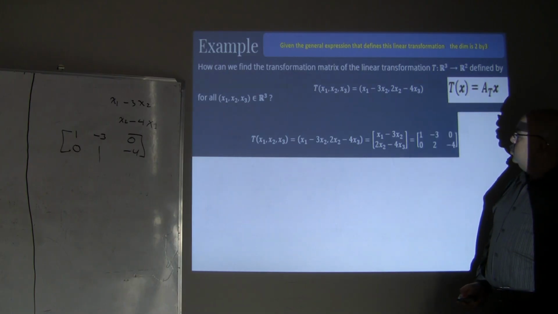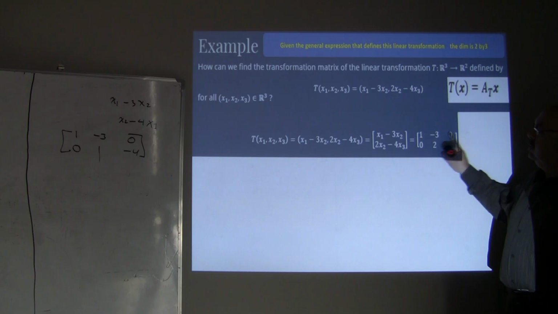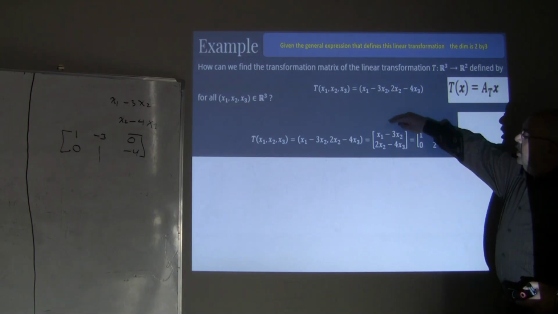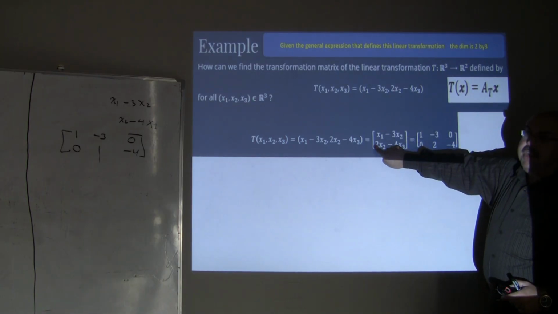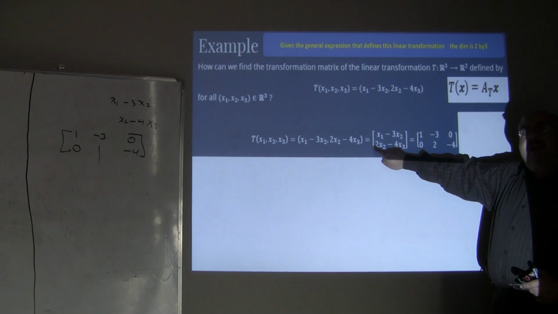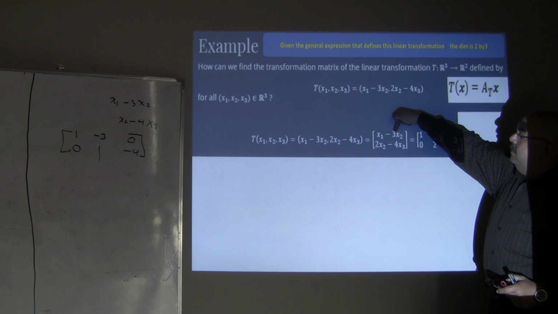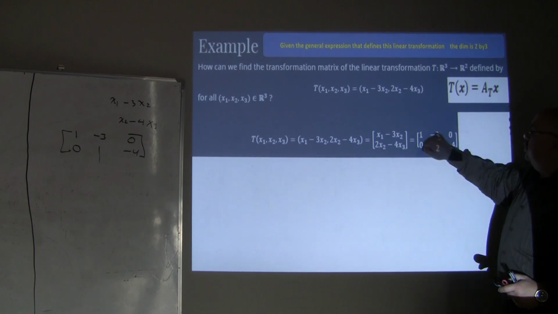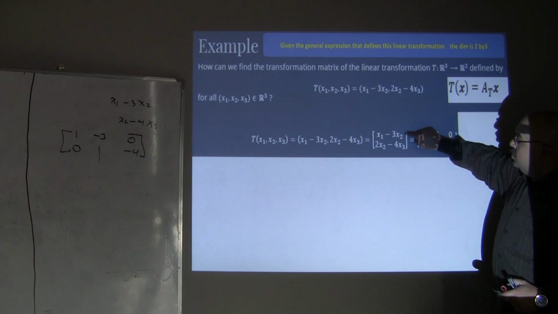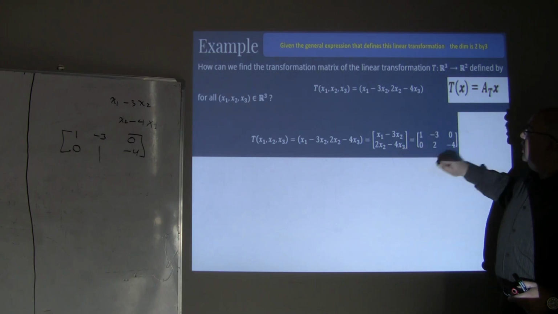This is if you want to write them as rows: 1, negative 3, 0, and 0, 2, negative 4. If you want to write them as columns, perfect. This is x1, but there is no x1 in the second function, so as a column it's going to be 1 and 0. If I move to x2, I will remark that the x2 coefficient is negative 3 in the first and 2 in the second, so it's negative 3 and 2. Then for the third column, there is no x3 in the first, so it's a 0 and a negative 4.